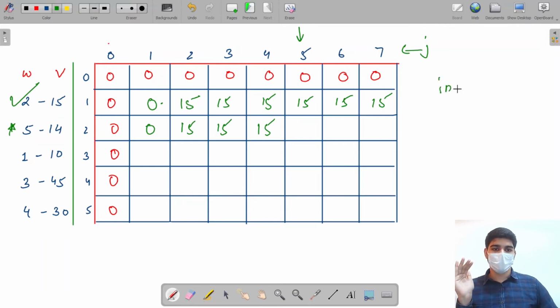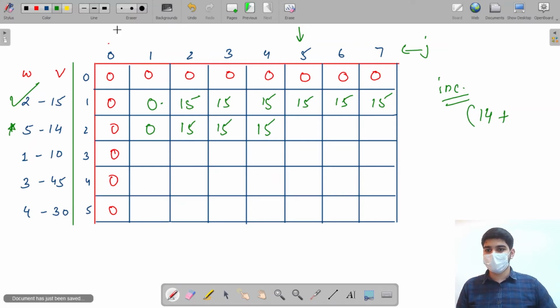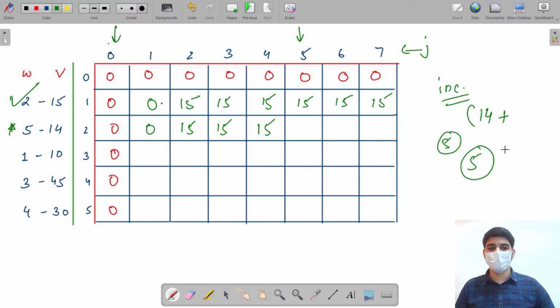Now at this point, what I can do is I can either exclude myself or include myself. So let's see. If I include myself, I would of course get my own value, plus I would get the value that was maximum mine when the capacity is 5 minus 5, which is 0. Right? If I'm including myself, that means I am using the capacity of 5. And if my bag was of capacity of 5, I'm left with 0 capacity. So the left out capacity is 0. Right? And the maximum that was generated without me at that capacity was 0.